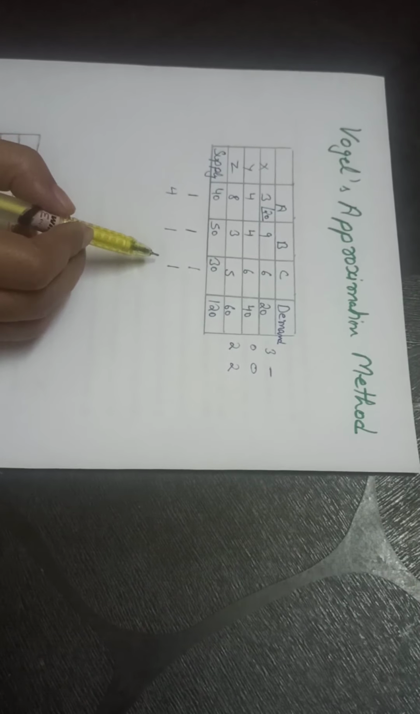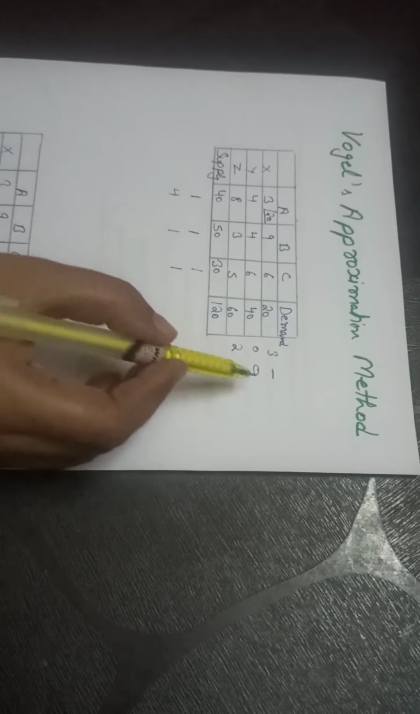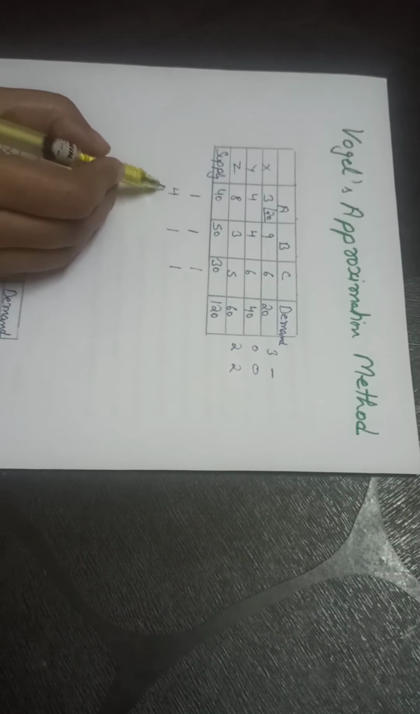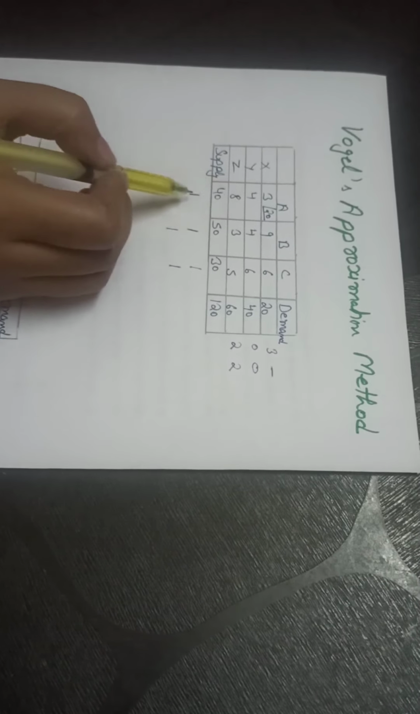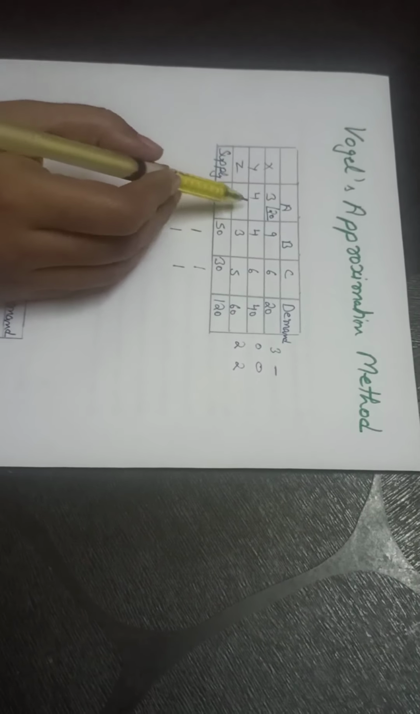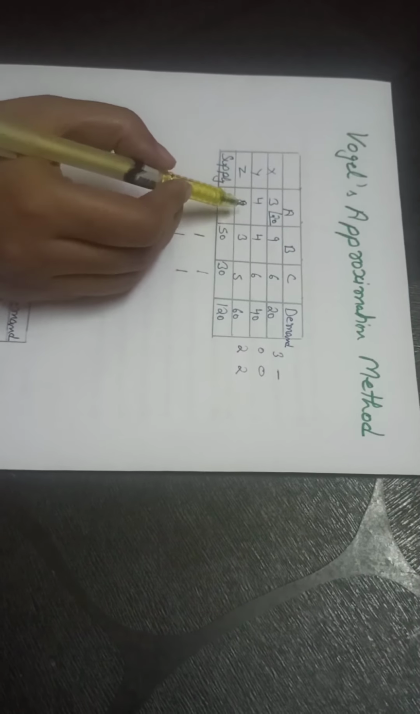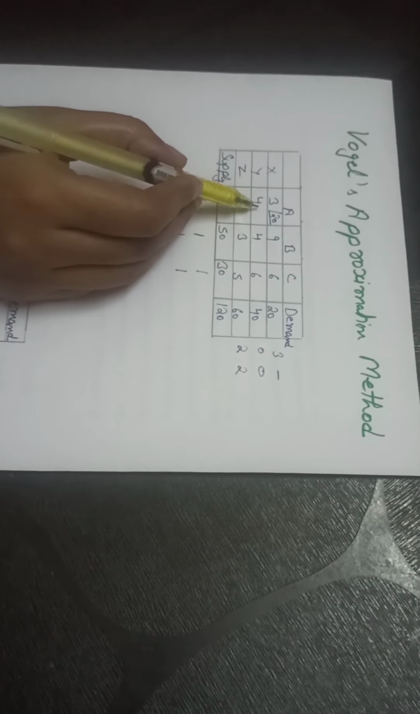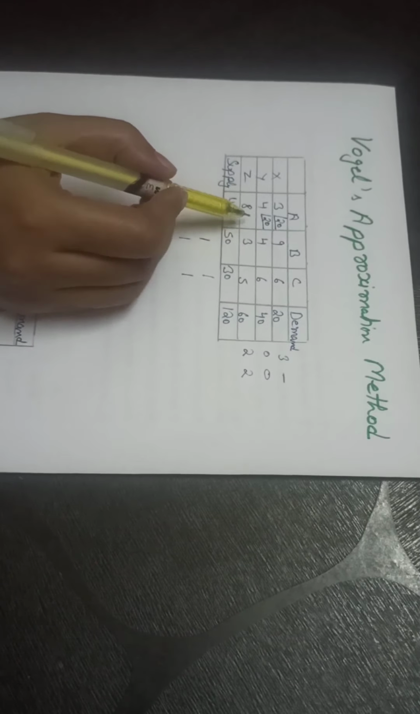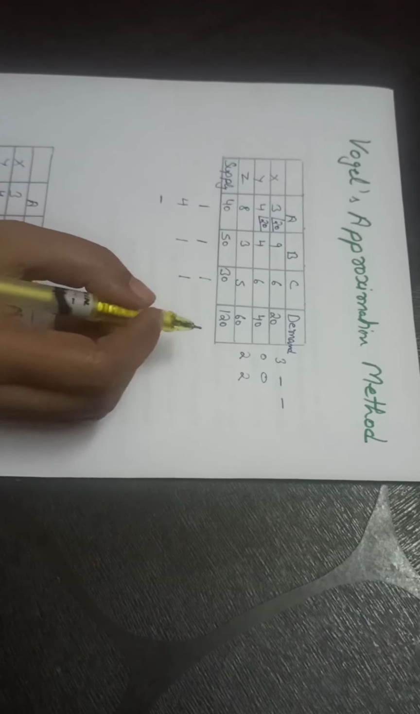Now we will again check what the greatest penalty is, and the greatest penalty is 4. This means we will do our allocation in this column. We can check and see that in this column we can give only 20, and our least cost is 4. So we will give an allocation of 20 to this cell. Now we can see this column has been fully satisfied and also the first row has been fully satisfied.